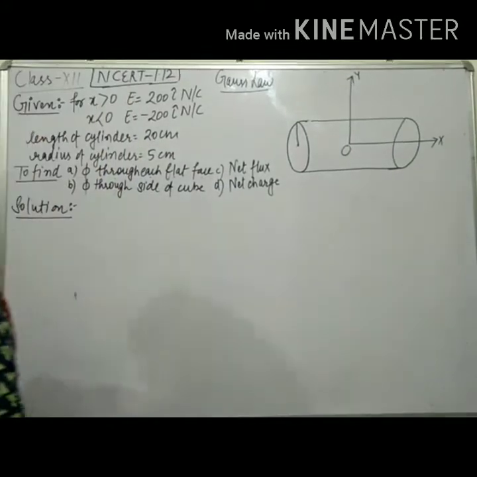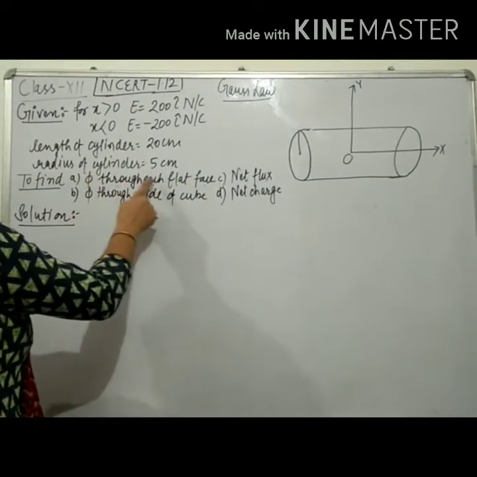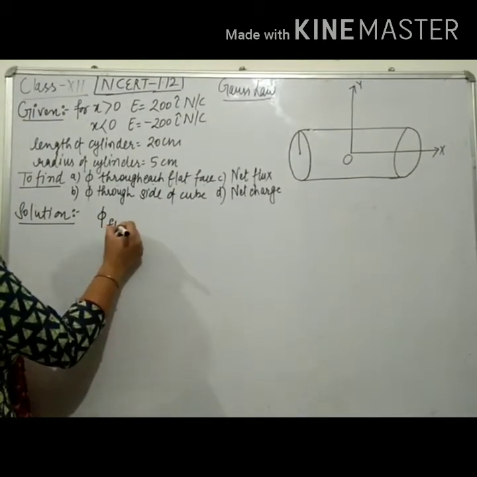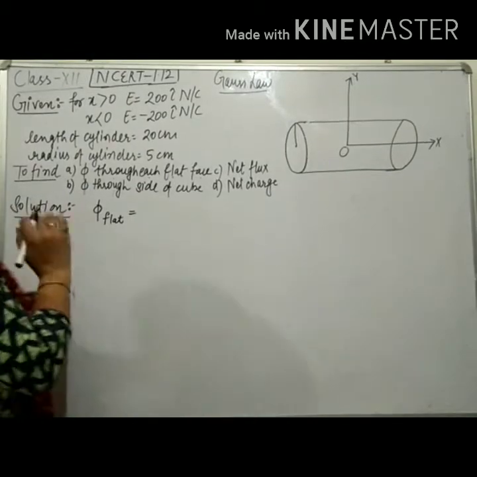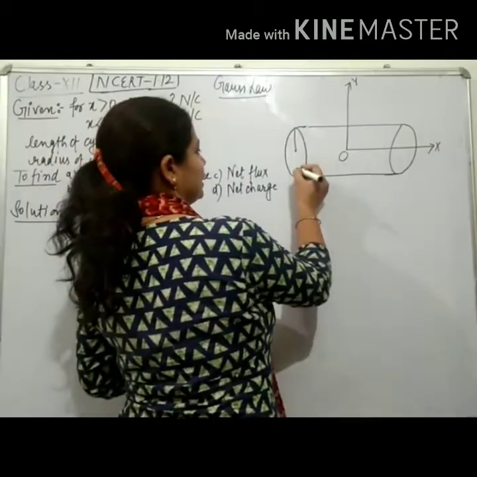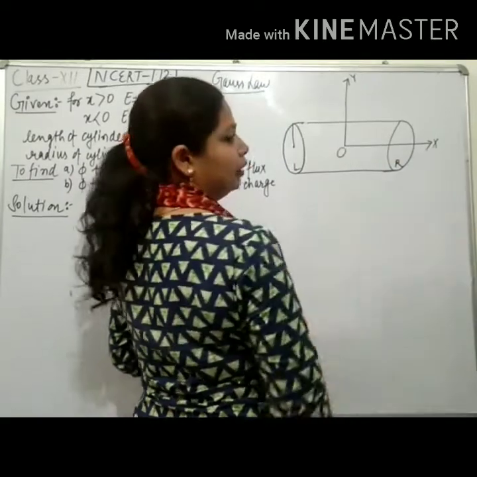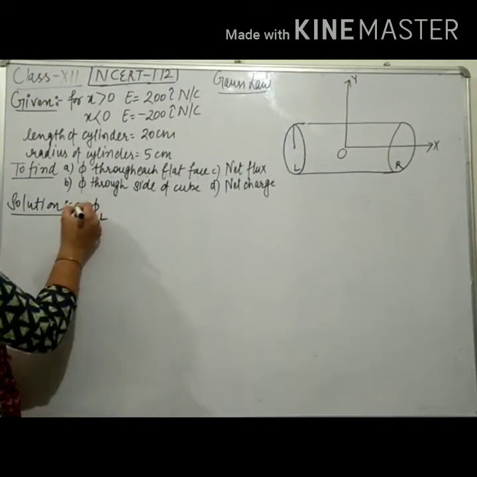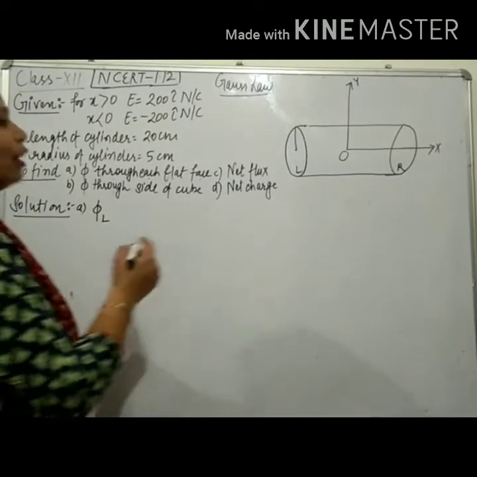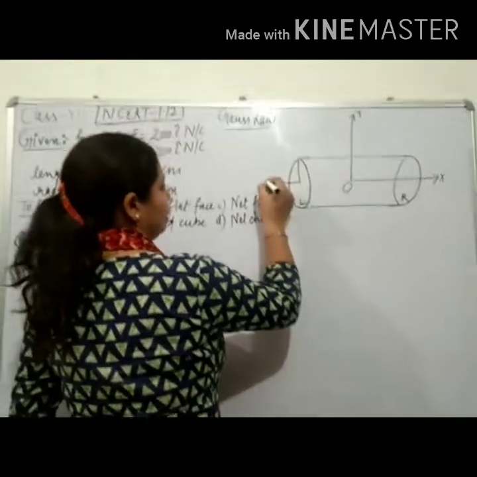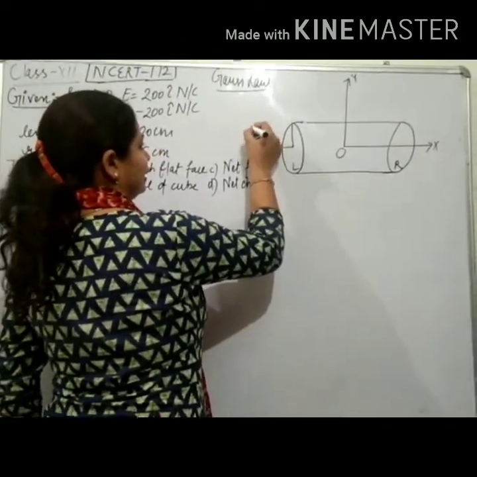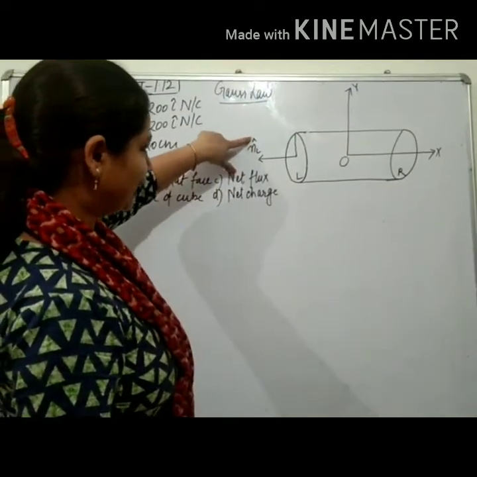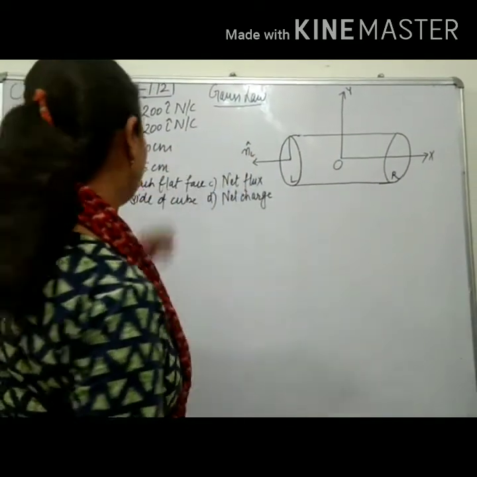Now, coming towards the numerical section. Flux through each flat face. It means flux through the left face as well as the right. So doing each part separately, first flux through the left face. For the left face, the area vector will be normal outward, that is along left.